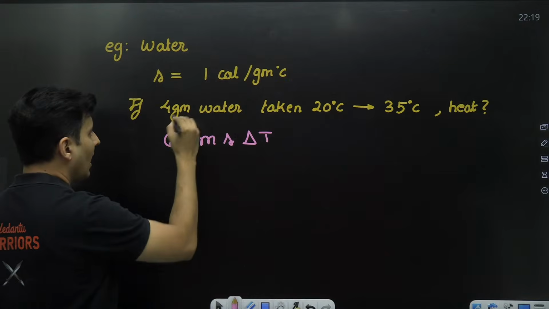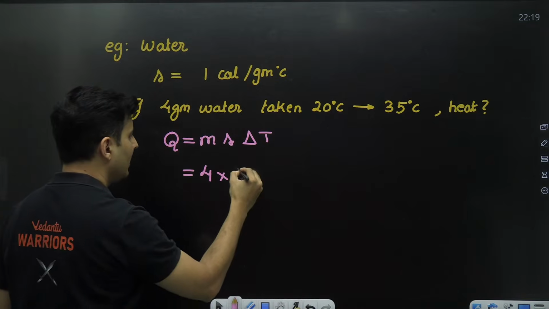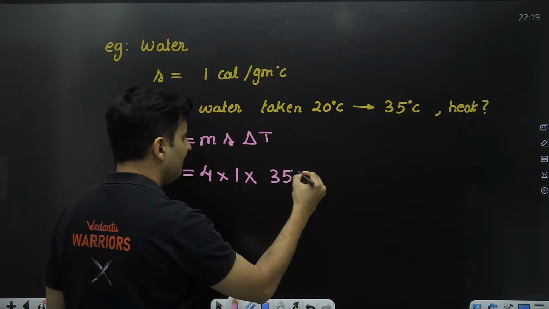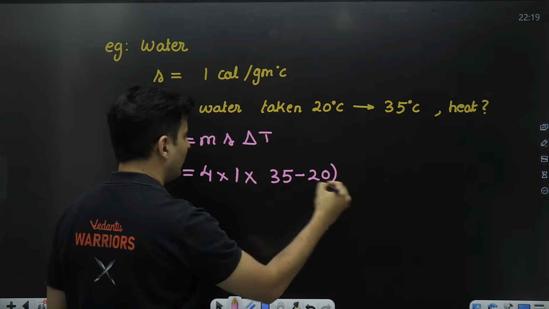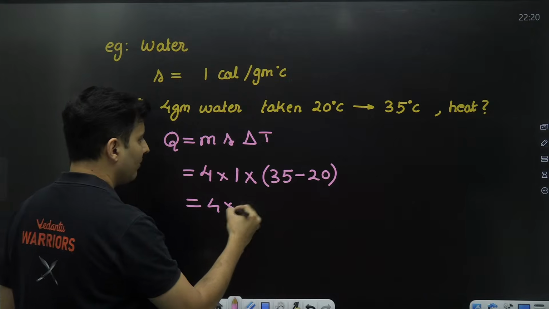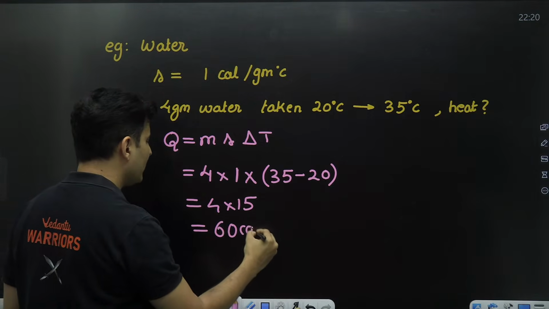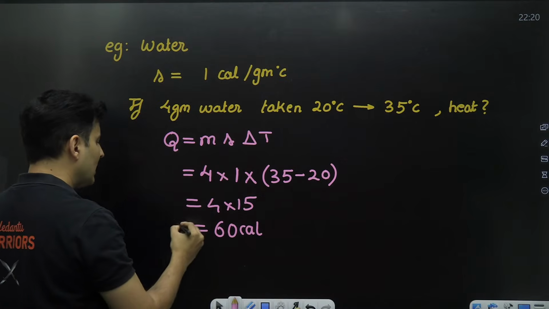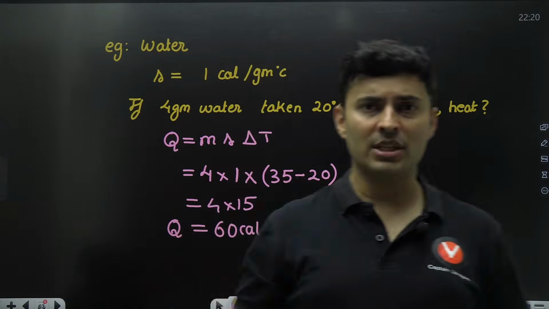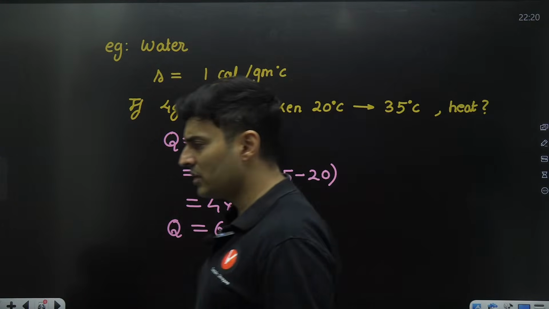What is the mass? I have taken 4 grams of water. What is the specific heat capacity? It is 1. What is the change in temperature? It is 35 final minus initial, which is 20. Just do this. So what am I going to get? 4 multiplied by 15. 15 fours are 60. So 60 calories. Everything was in calories. So 60 calories of heat will be required to take the temperature of 4 grams of water from 20 to 35. Is that laddu simple?